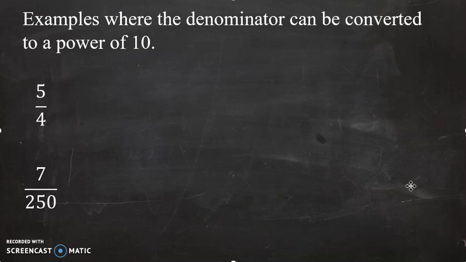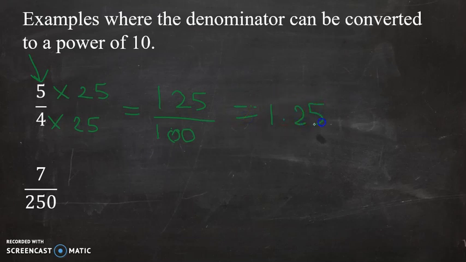Here, let's grab my pen. Here, I can times the 4 by 25. So 4 times 25 is 100. And then 5 times 25, well, 25 times 4 is 100, so we're getting one more lot of 25, so that must be 125. And if I divide 125 by 100, I get 1.25.